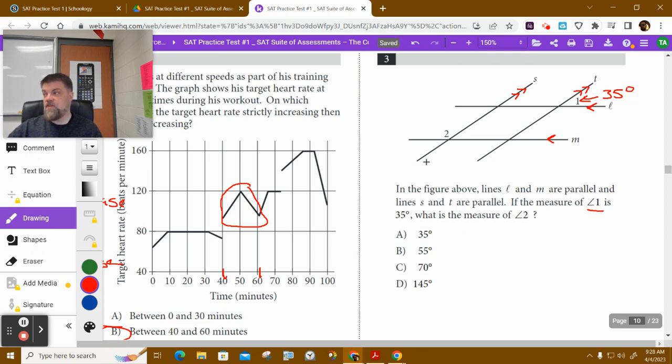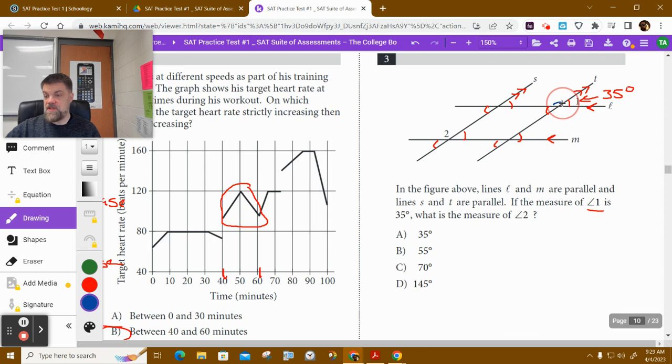Now, in these transversals, I'm going to tell you right now, you're going to have a big and a small. So this is a small angle, this is a small angle, this is a small angle. All of those are 35 degrees. Then you're going to have big angles. Now, the big angles are going to be congruent as well, but we need to figure out what they are.